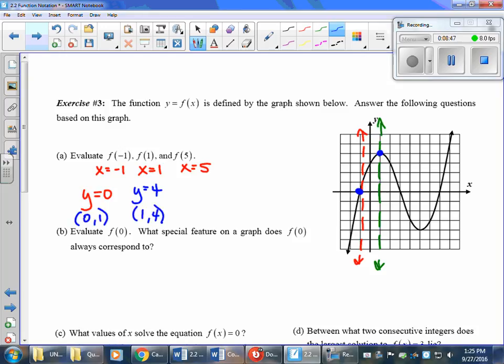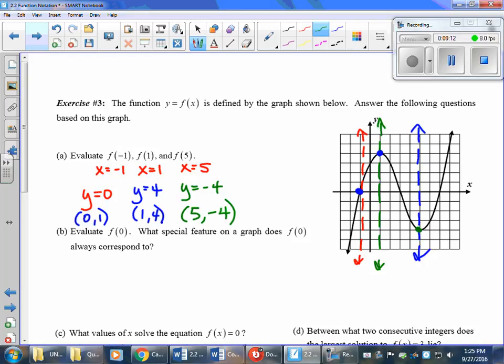And when x is 5, 1, 2, 3, 4, 5, which is right here, find where it hits the graph, hits the function, at 1, 2, 3, 4, at negative 4. So y is equal to negative 4. So you can think about that as being the point 5, comma, negative 4.